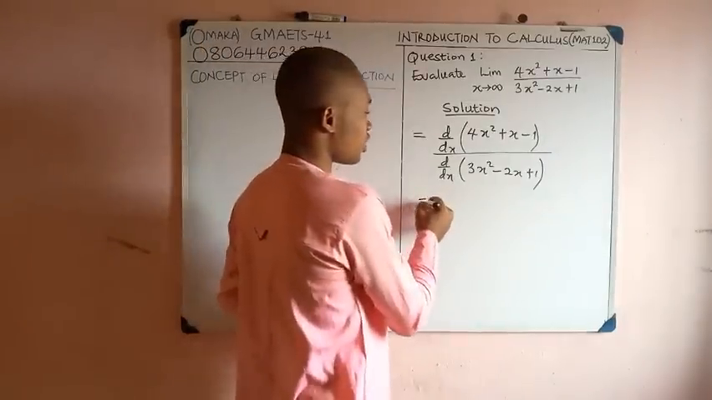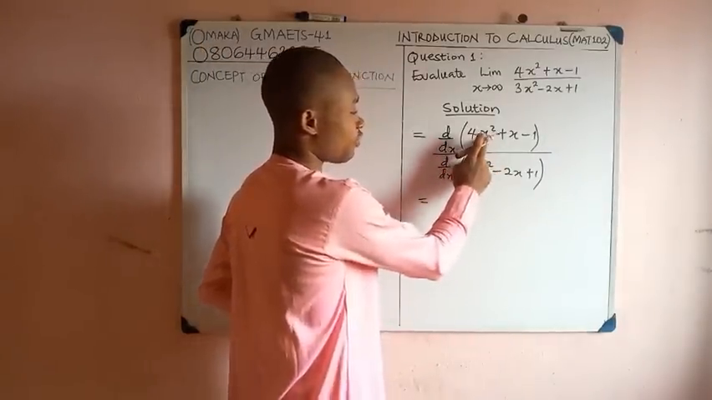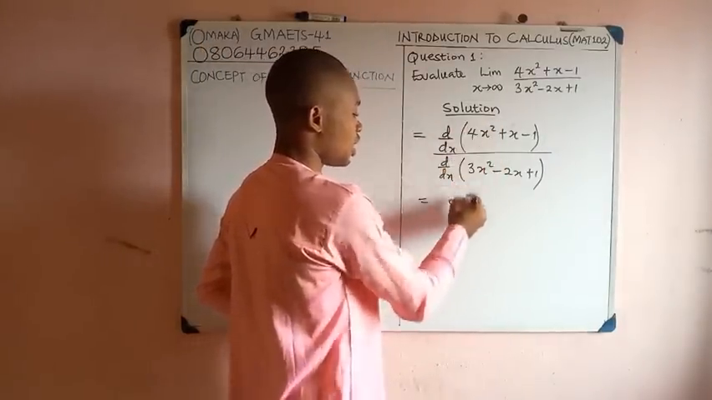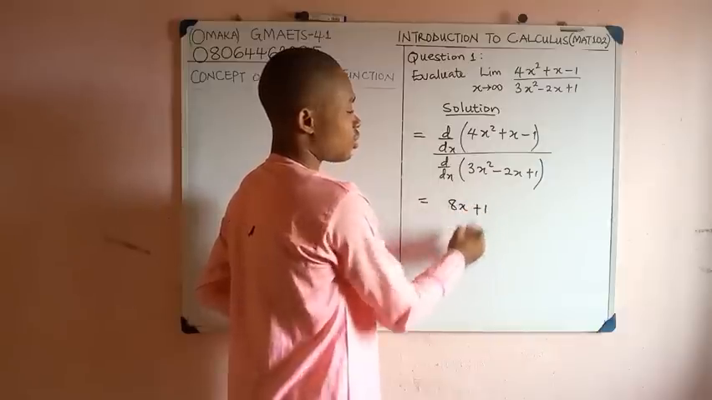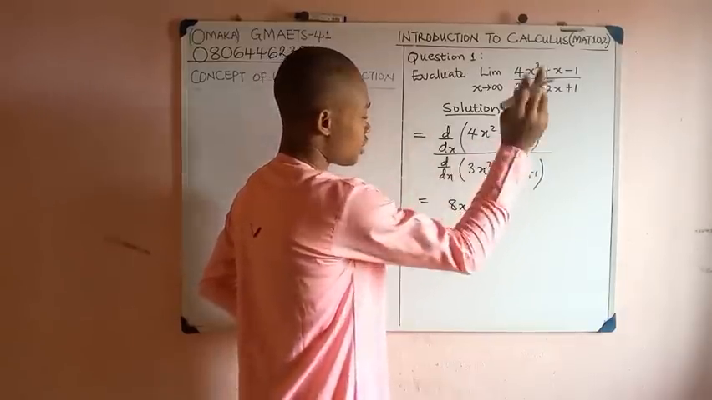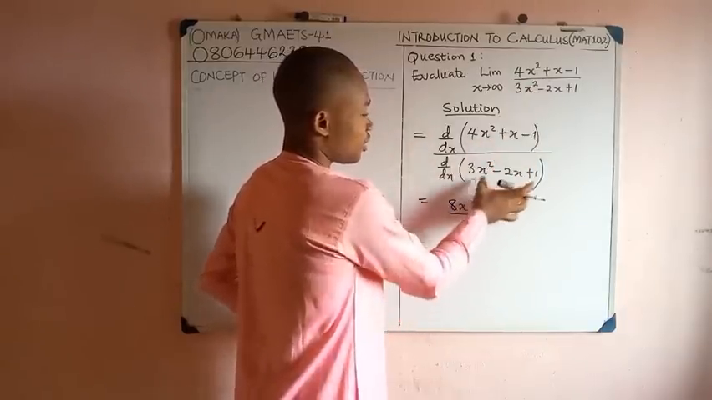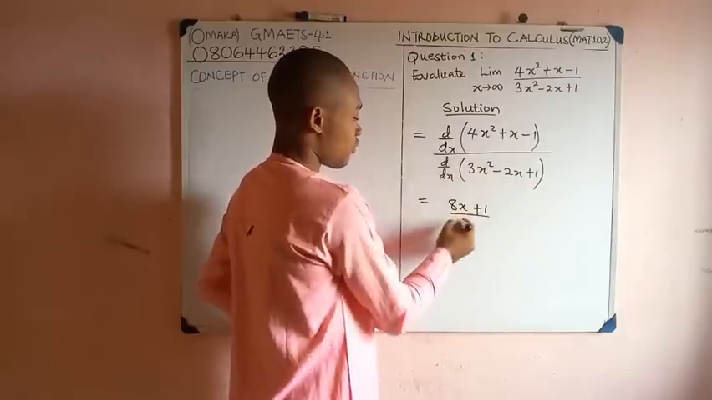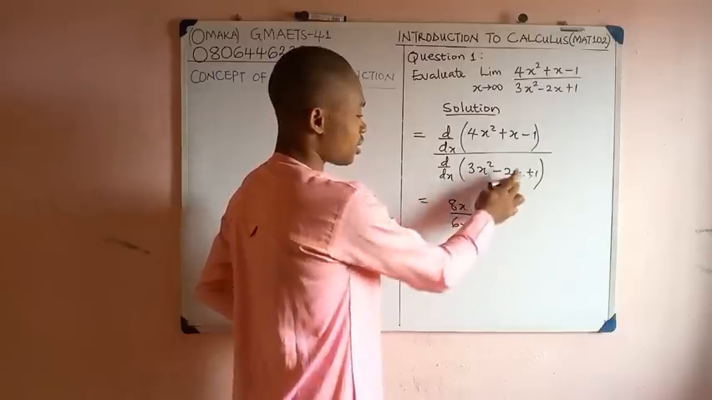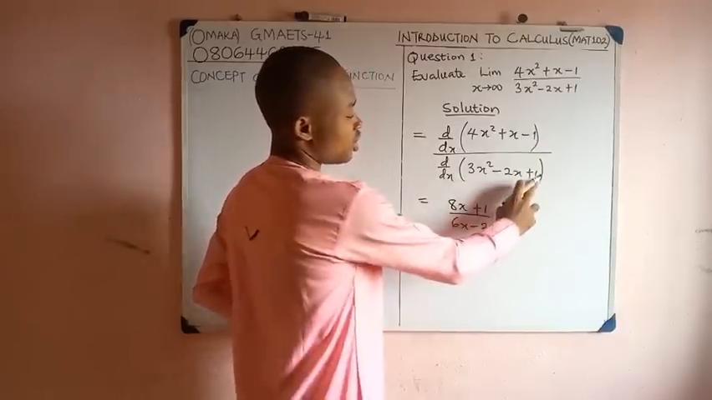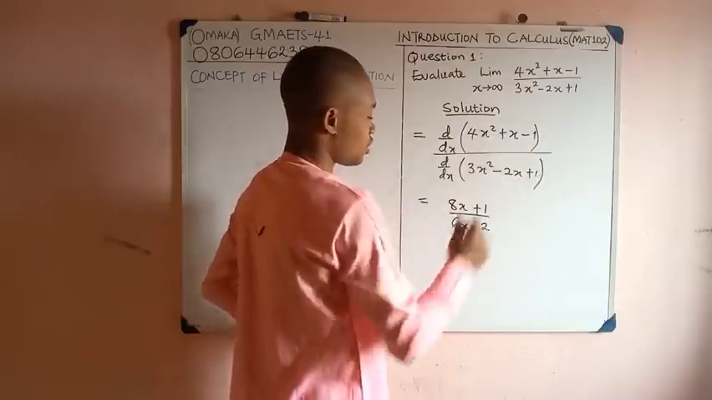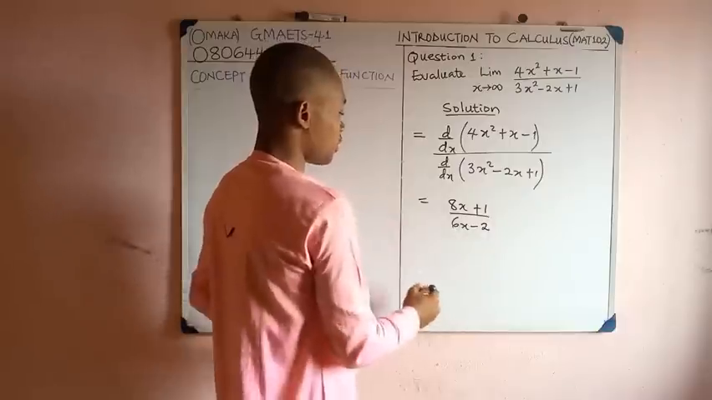So our first derivative here: if I differentiate 4x squared, it's going to give me what? 8x plus, if I differentiate x, I'll get 1. Differentiate this constant, you get 0. Come to the denominator, 3x squared, differentiate, you get 6x, and then differentiate the minus 2x, you get minus 2. Differentiate this constant, 1, you get 0. So this is what we obtain here.